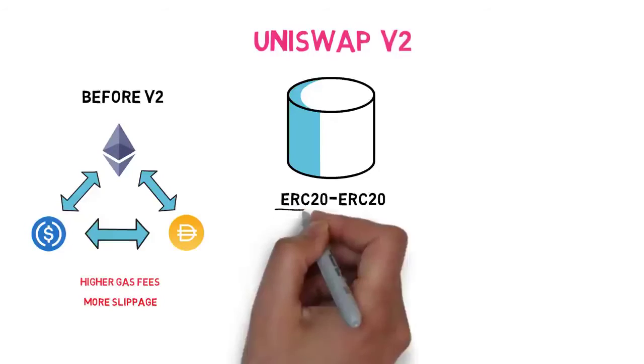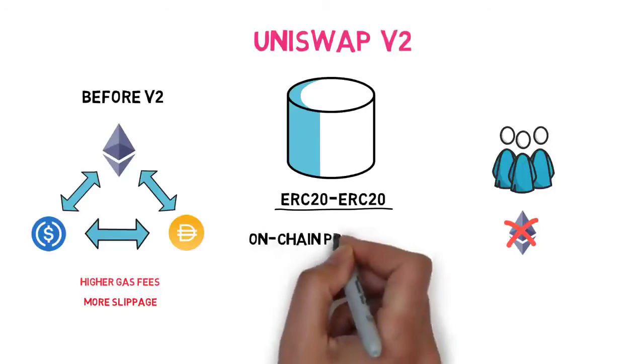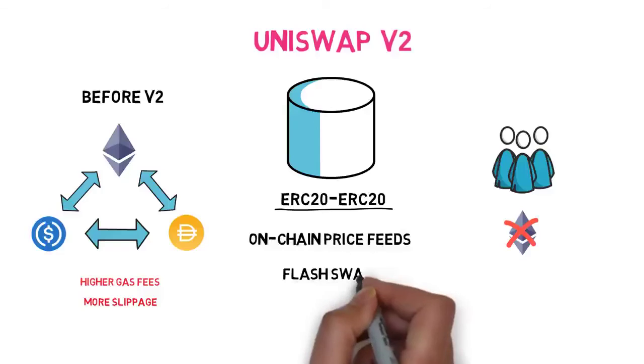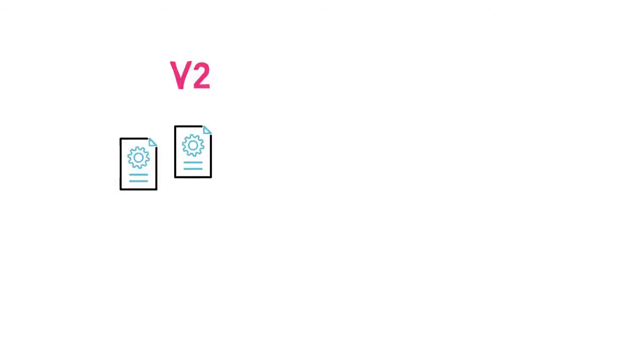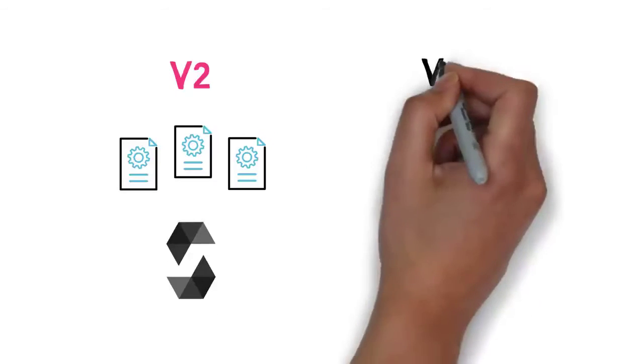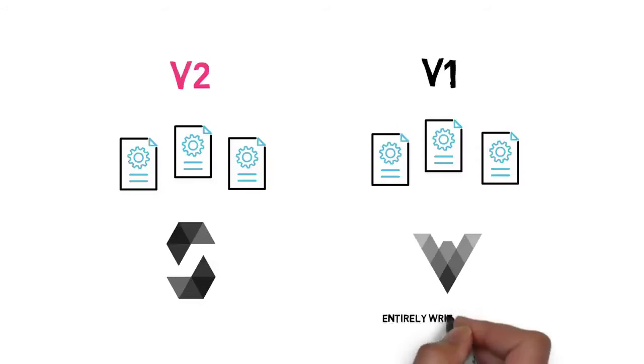Offering ERC20 pools was also better for liquidity providers who didn't want to supply ETH and expose themselves to impermanent loss. V2 had also a few other features, including on-chain price feeds and flash swaps. An interesting fact is that all of the V2 smart contracts were written in Solidity. This can be compared to V1, which was entirely written in Vyper. Uniswap v1 was actually one of the first projects entirely written in Vyper.